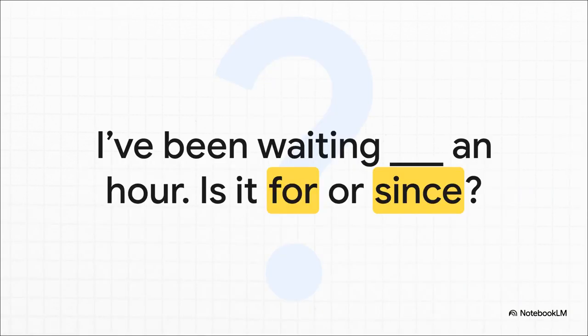Let's clear this up. You've totally been here, right? You're writing something, and you just stop and stare at a sentence like this. I've been waiting for an hour? Since an hour? It can feel like a total guess, but I promise you, there's a really simple rule that makes it all make sense.